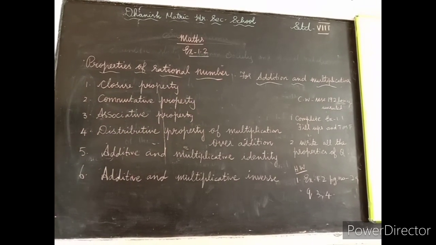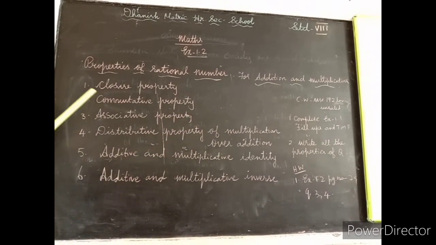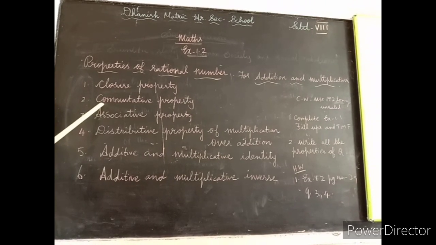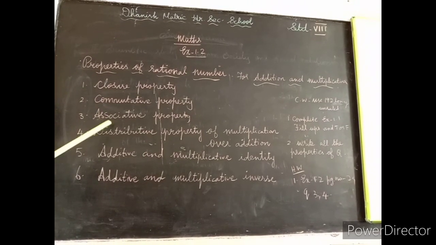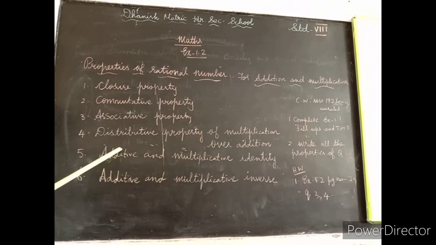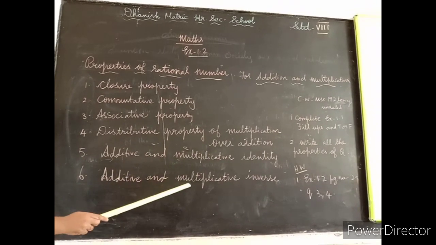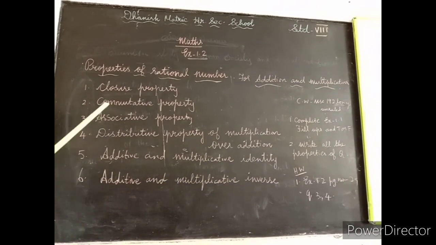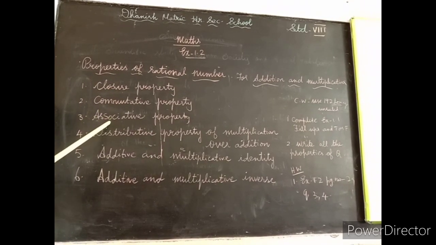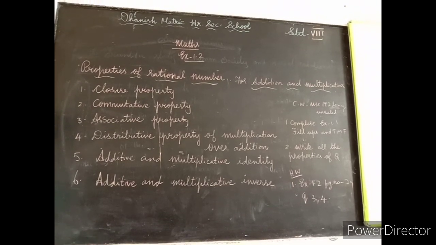Only for two operations, that is addition and multiplication. The first property is closure property, next commutative property, associative property, distributive property of multiplication over addition, additive and multiplicative identity, and additive and multiplicative inverse. Here closure property, commutative property and associative properties are true for addition and multiplication.